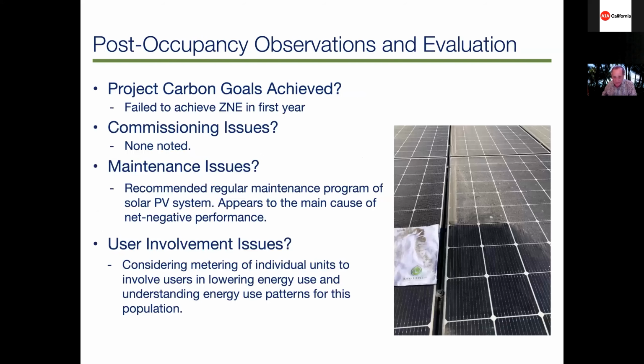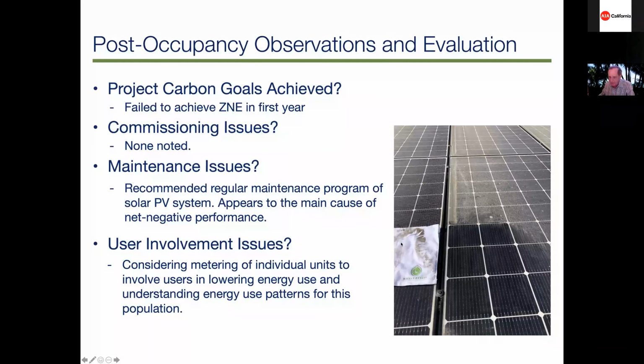So let's talk about post-occupancy observations. I mentioned that they didn't make ZNE in the first year. The maintenance issue is the big one, and I have to check back with them 3 years later and see whether this maintenance is helping them get back to the intended net zero energy performance.